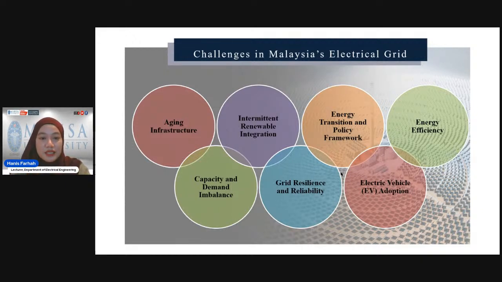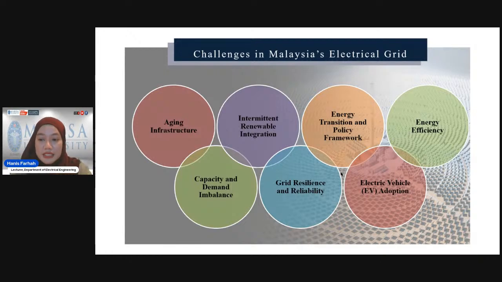Okay, so the second one is intermittent renewable energy integration. We know that renewable energy sources like wind and solar PV are fully dependent on weather conditions and geographical factors. So in order to integrate them into our current electrical grid, we have to consider a few aspects. What if we install the PV at the wrong location and there is no solar power available? If there is no solar, why would you install the PV? The same goes for the wind turbine. If you install it at the wrong place and there is no wind available, the energy will be wasted, and the cost also will be wasted.